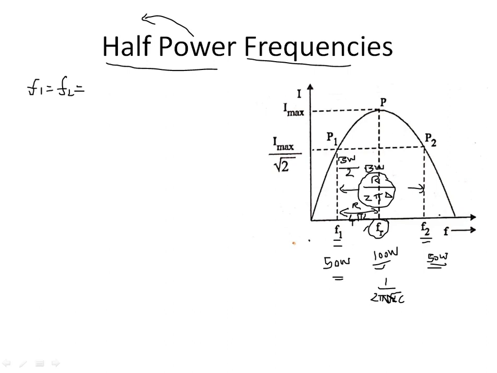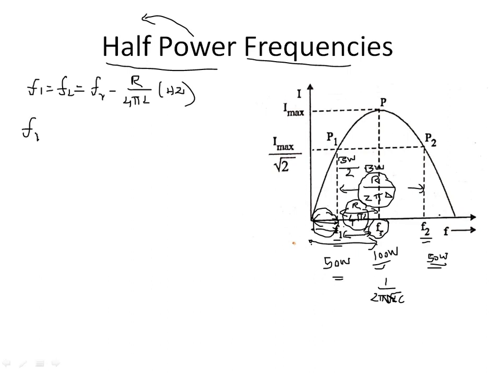From 0, this distance will be Fr. From this point we can easily subtract: Fr minus R by 4 pi L. This distance is R by 4 pi L, and this distance is Fr, so we can easily calculate the remaining distance. That is, F1 or FL is equal to the resonant frequency minus R by 4 pi L. Here also the unit hertz will be used.